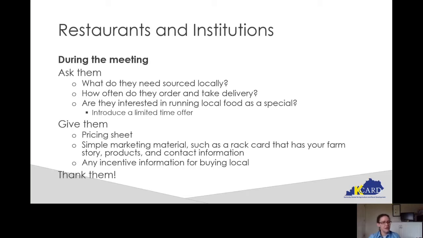Make sure you give them your pricing sheet, any simple marketing materials such as a rack card or brochure that tells your farm story, an idea of what products you have, and contact information, and any incentive information for buying local. And thank them.